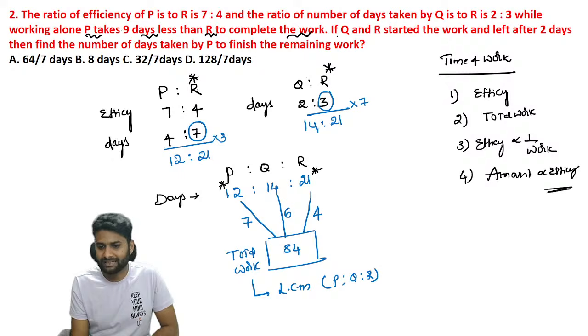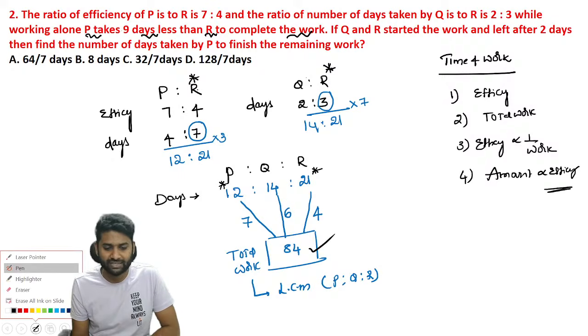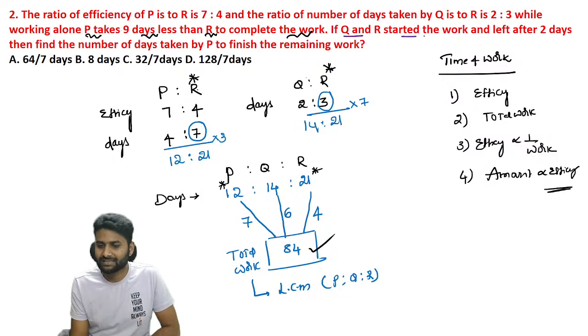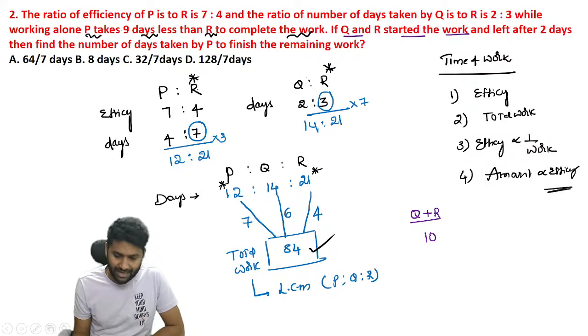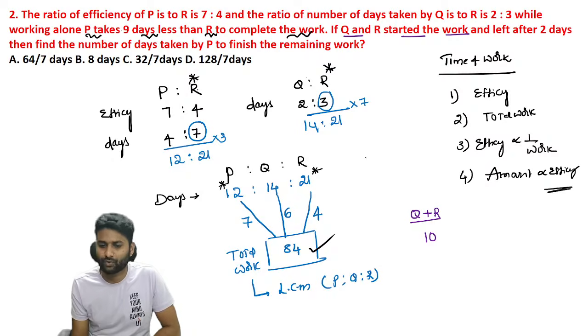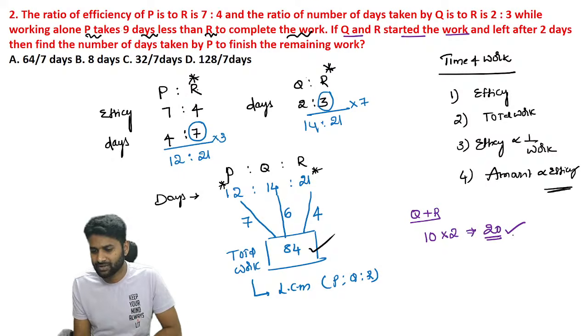Now let's use this information. The total work we have to finish is 84, but we have a condition: Q and R started the work. If Q and R started the work, per day they will complete 10 units, which means 6 plus 4. Q and R started the work and left after 2 days, so every day Q and R completed 10 units. In 2 days, they completed exactly 20 units.